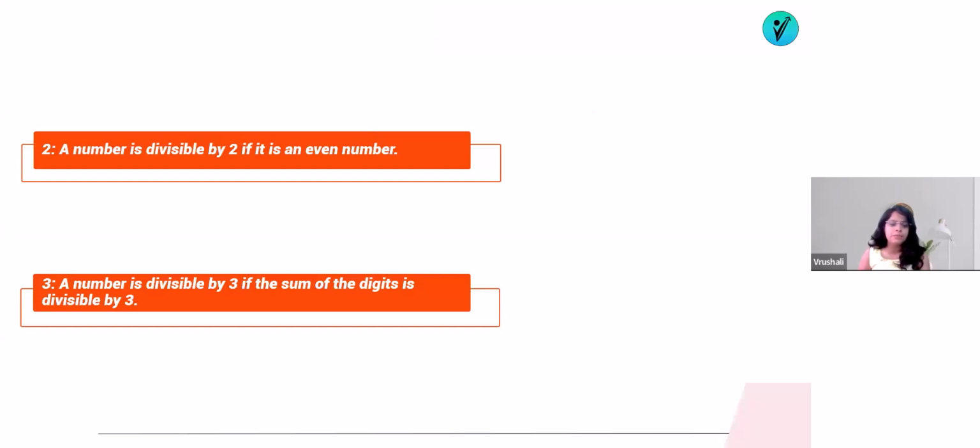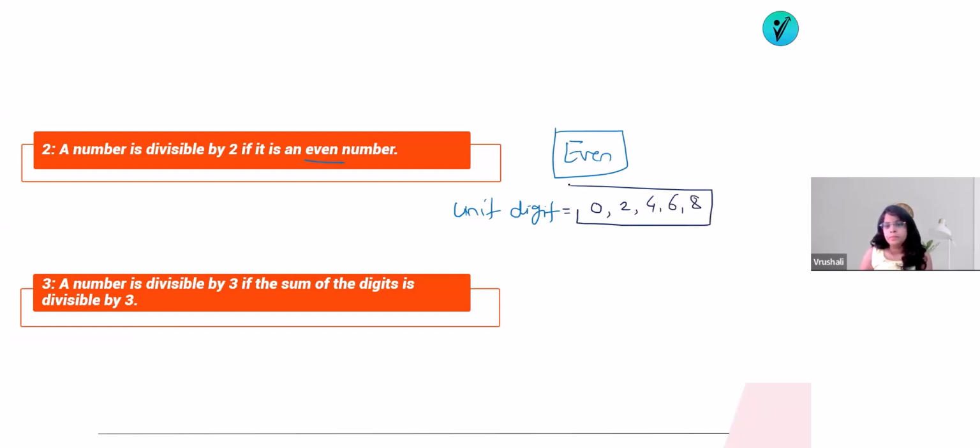We know this rule, right? I think everyone knows the rule of 2. What is the divisibility rule of 2? If your number is an even number, then it will be divisible by 2. Even number means the unit digit of the number should be 0, 2, 4, 6 or 8. If any number has a unit digit 0, 2, 4, 6, 8, then we call that number an even number and we say that this number is divisible by 2. You can take any number. Like if I take 534, the unit digit is 4. If I take 748, 8 is the unit digit, which is an even number.